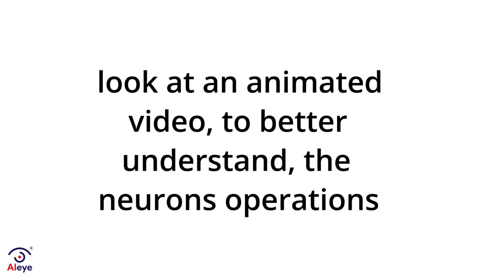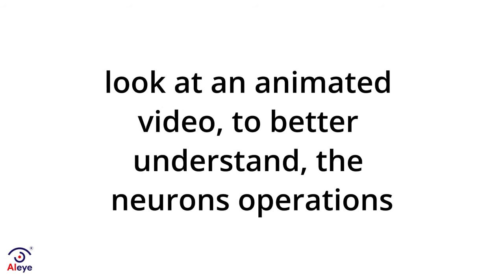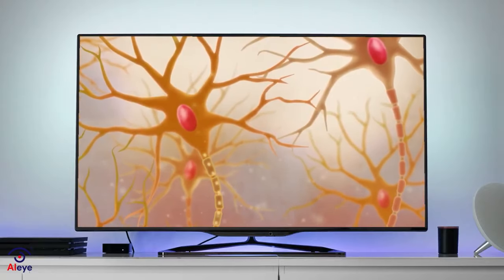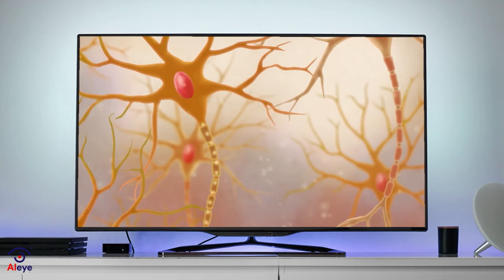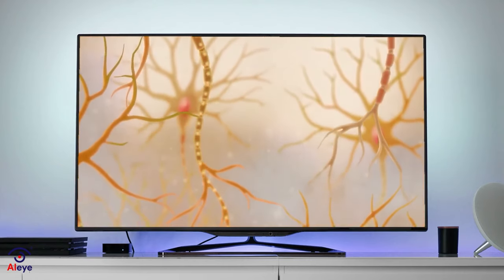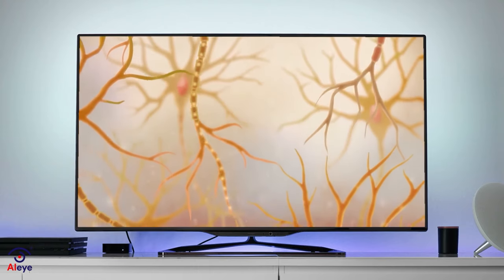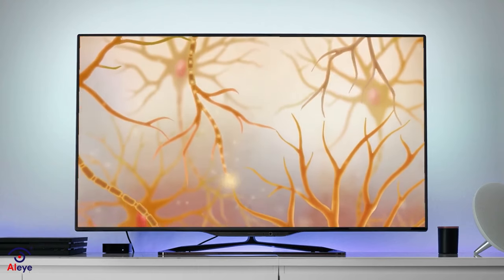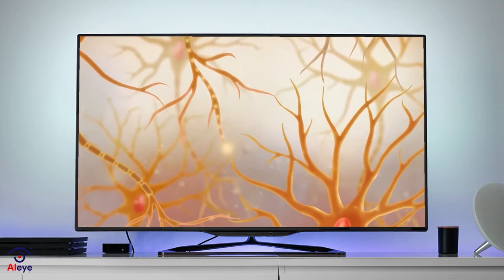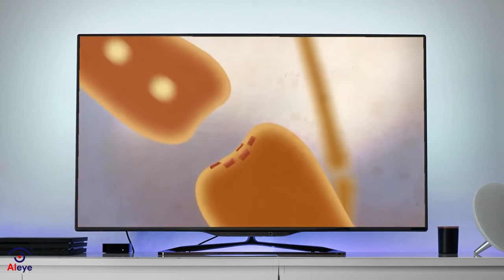Neuron operations. Now let us look at an animated video to better understand the neuron operations. Neurons talk to each other using both electrical and chemical signals. Messages start as electrical signals, traveling rapidly down a neuron. These signals are called action potentials. When they reach the gap between two neurons, the messages need some help to get across.